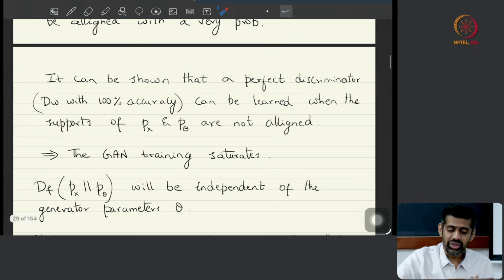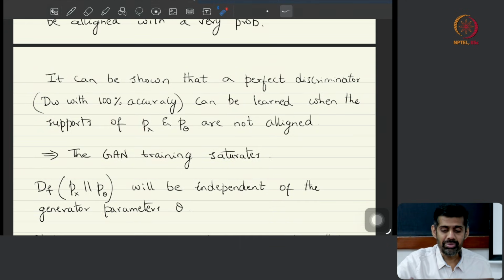Okay. Now this means that there is a theorem called the perfect discriminator theorem, which can be proved. It says that if there are distributions whose supports are not perfectly aligned... What is the definition of perfect alignment? Again, there is a precise definition of what perfect alignment is.